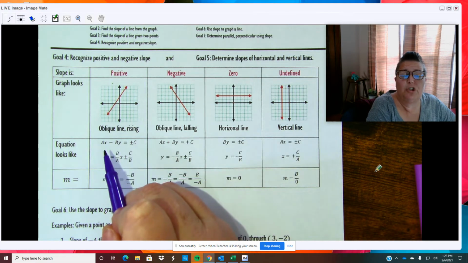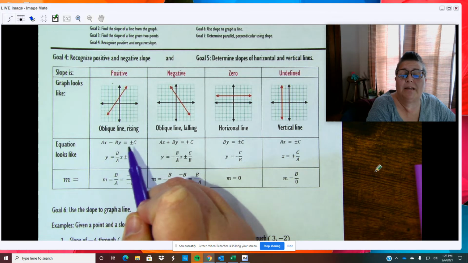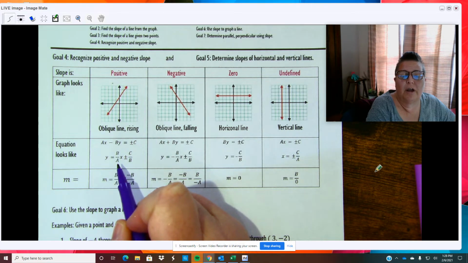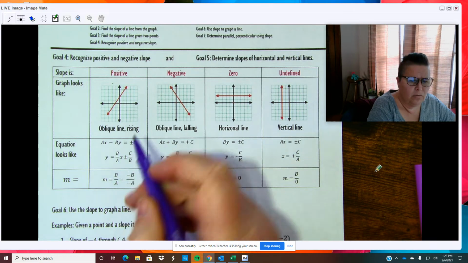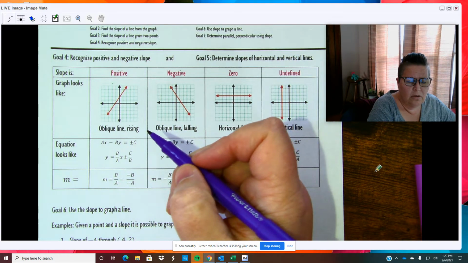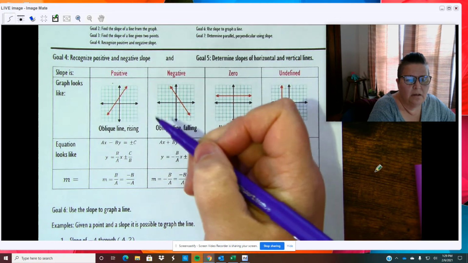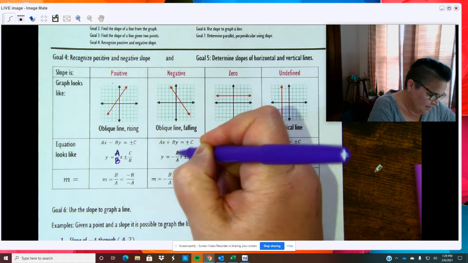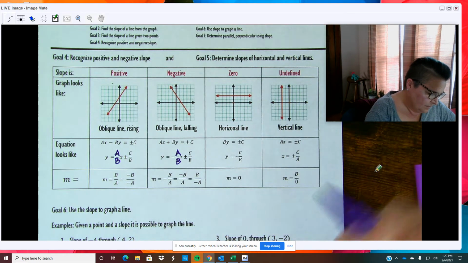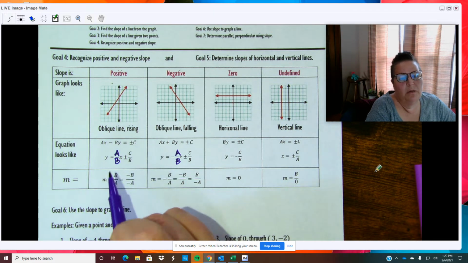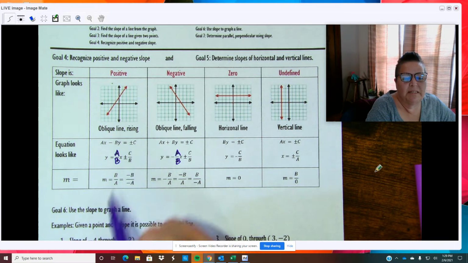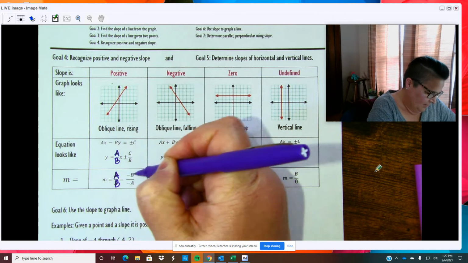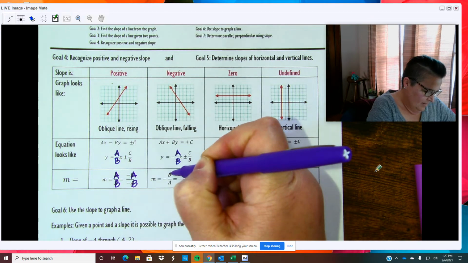The equation will usually look like ax minus by is equal to some value of c, positive or negative, or y is equal to b over a plus or minus c over, those should be over the same thing. What did I do there? This should be a, this should be b. I flipped those. There we go. Sorry about that. Typo. That should be a over b plus or minus c over b. That means your slope, I flipped them. There we go.